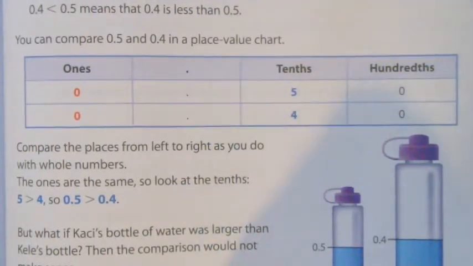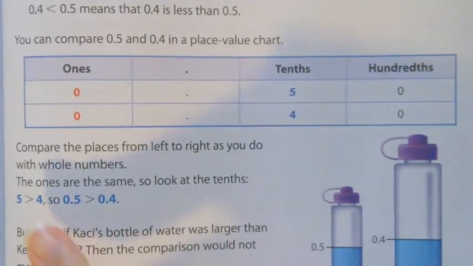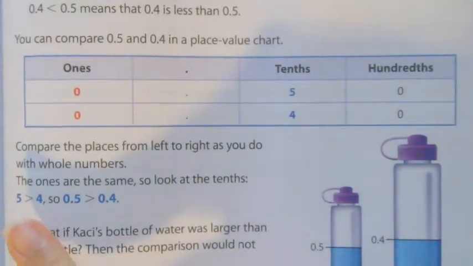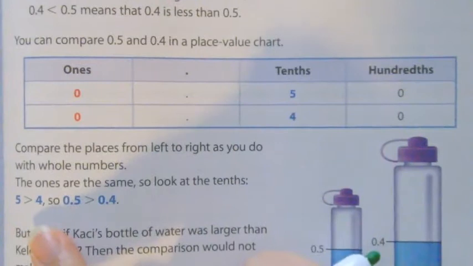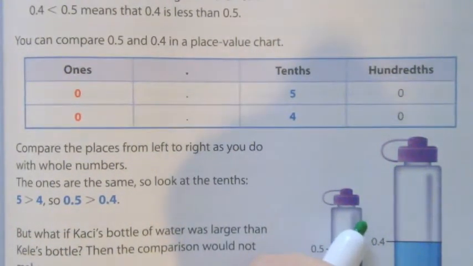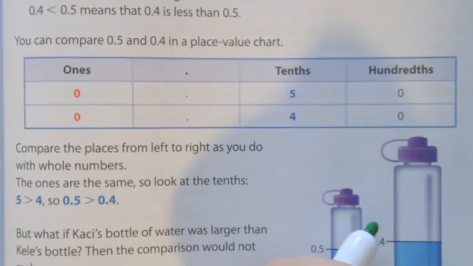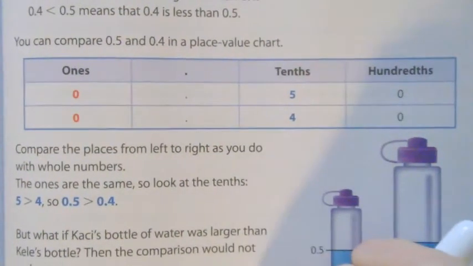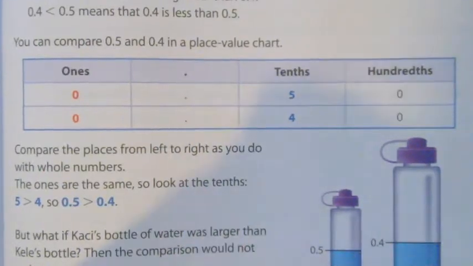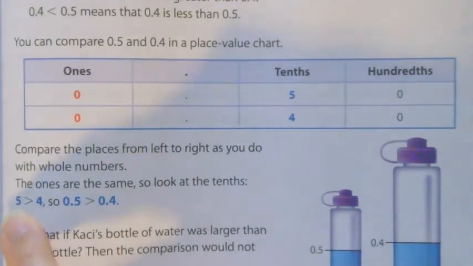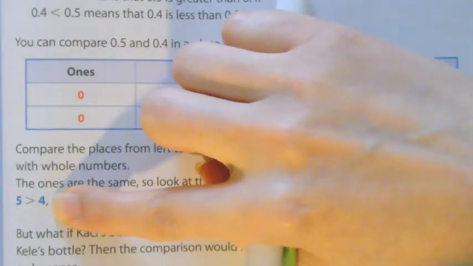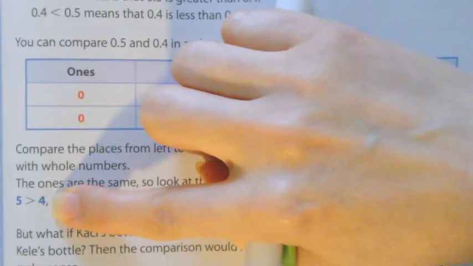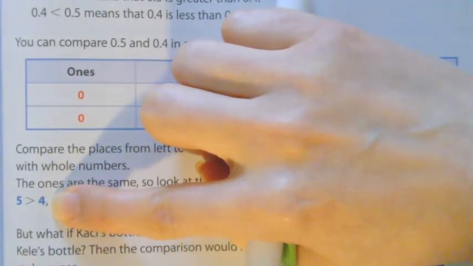All right. So when we compare the places from left to right, as you do with whole numbers, the ones are the same, and so you look to the tenths. What that means is, just like we had in our very first problem, the hundreds place and our tens place had the same number. So we looked to our next place value, which was the ones place, and that was the only place we were comparing because those were the only two digits that were different. All right. Because they only have one place value, and they're both in the tenths place, just looking at the 5 and the 4, we're comparing 5 and 4. And we know that 5 is greater than 4.